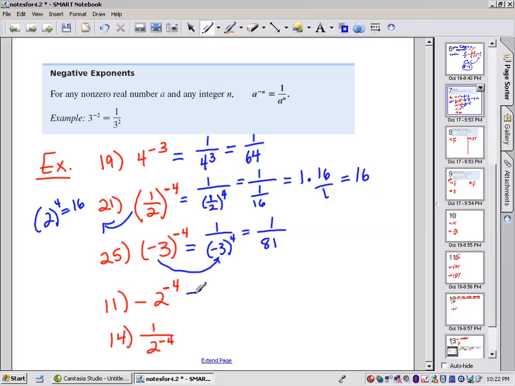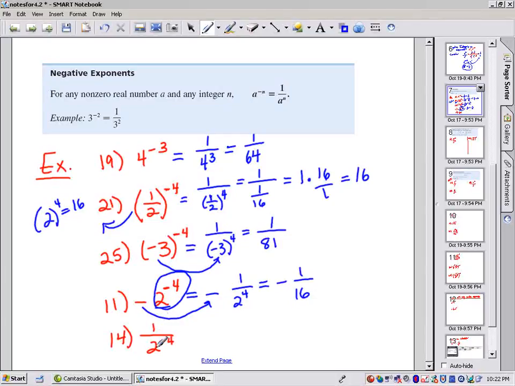Now here's an example where the negative is not in parentheses, so this would be the opposite of 1 over 2 to the 4th, because if we deal with 2 to the negative 4, it's 1 over 2 to the 4th, and that negative sign carries over. So this would be the opposite, or negative 1 over 16.